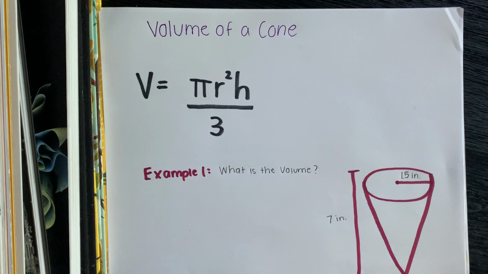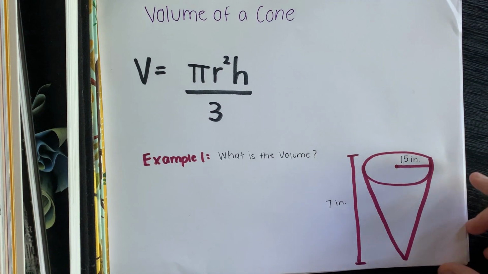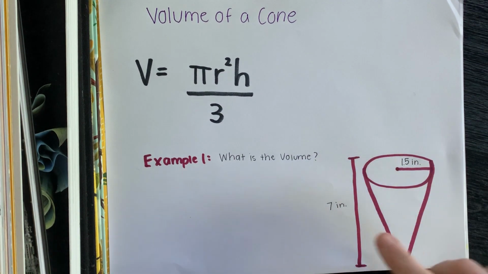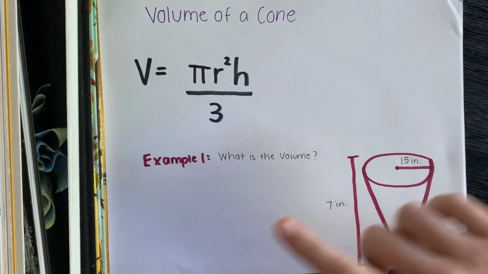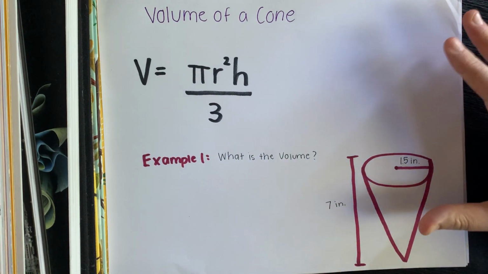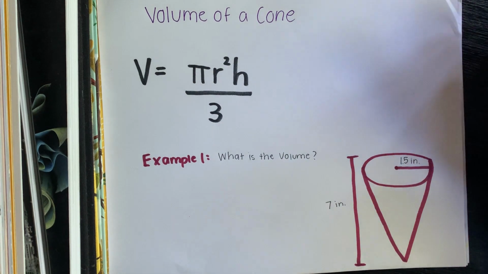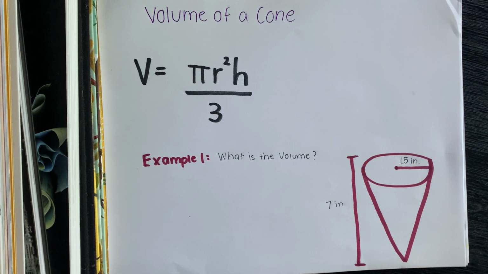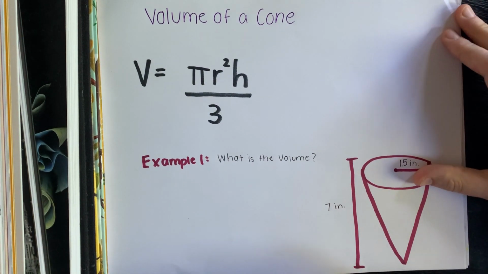So we have a new formula that we're going to use today to find the volume of a cone. On your paper or wherever you're working, you're going to go ahead and write down this formula. I'm going to define each of our variables. On your paper that you're doing your practice problems on, go ahead and follow along with me.